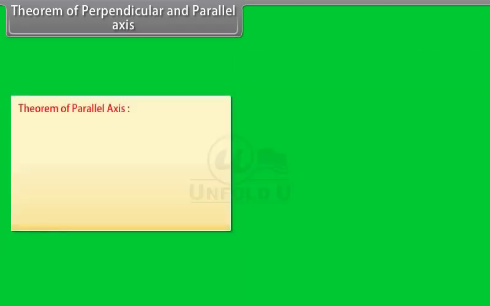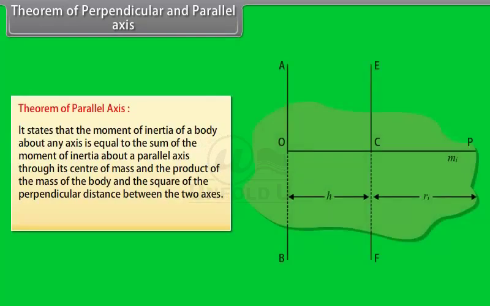The theorem of parallel axis states that the moment of inertia of a body about any axis is equal to the sum of the moment of inertia about a parallel axis through its center of mass and the product of the mass of the body and the square of the perpendicular distance between the two axes. I = ICM + Mh².